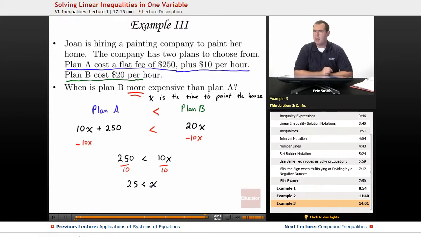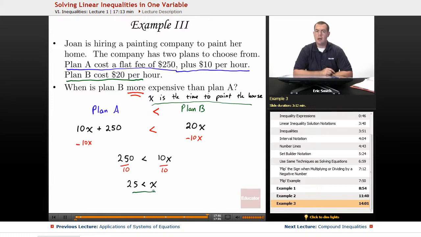Okay, now it's time to interpret exactly what we have here. So x represents the time that it will take to paint the house. So what I can see here is that anytime my time is more than 25 hours, then I can be sure that Plan B will be more expensive. All right, so there you have it.